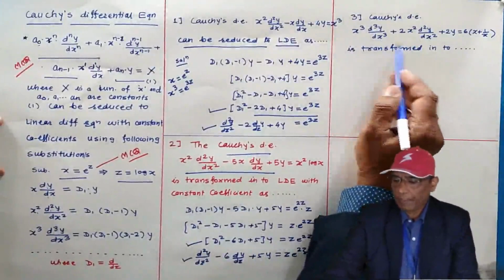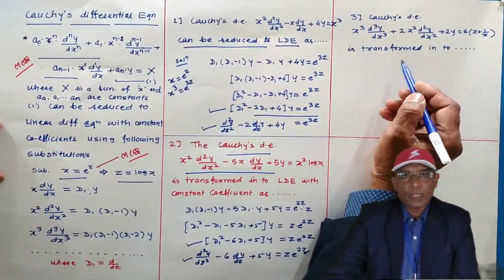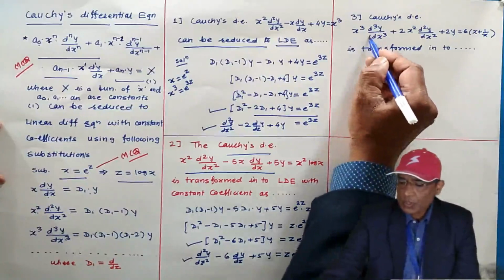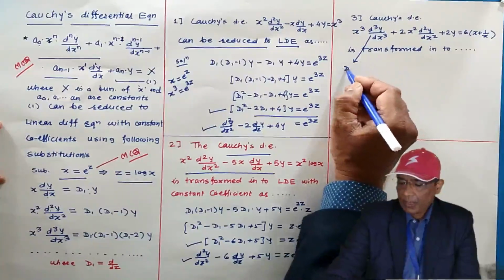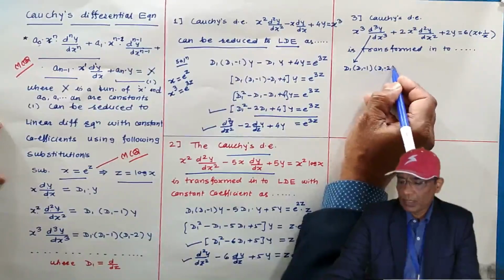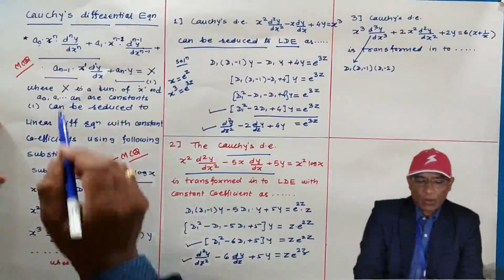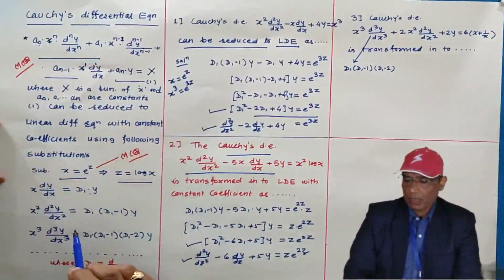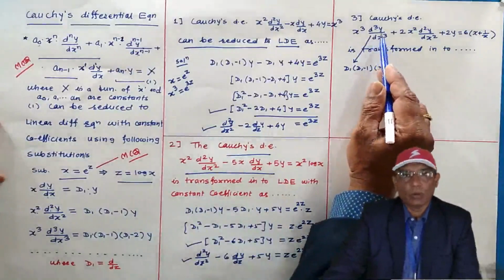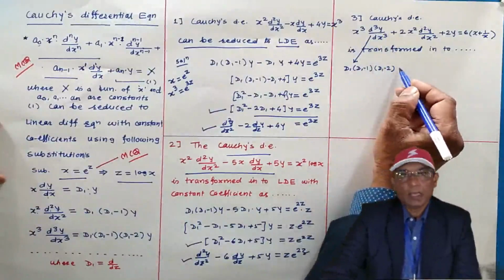So same problem again. Cauchy's differential equation is transformed into linear differential equation with constant coefficient. 4 options are given. So this is replaced by D1 minus 1, D1 minus 2, x cube d cube y by dx cube. Normally the second order Cauchy's differential equations are asked, but this is the single problem I am going to take for third order. But third order differential equations are less likely to be asked.